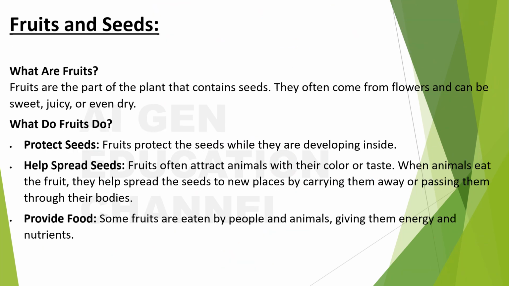Fruits and seeds. What are fruits? Fruits are the part of a plant that contains seeds. They often come from flowers and can be sweet, juicy or even dry. Okay, so they often come from flowers. Often, not all, but mostly.